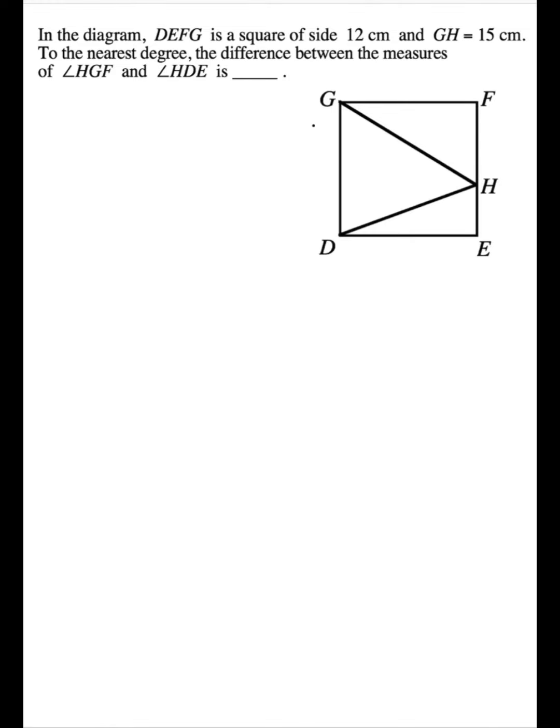In the diagram, DEFH is a square of side 12 centimeters, so each side is 12, and GH is 15 centimeters. To the nearest degree, what is the difference between the measurement of angle HGF and the angle HDE? First, we can find the length of FH: 15 squared equals 12 squared plus FH squared, so FH squared equals 81, so FH equals 9 centimeters. Because each side is 12 centimeters, this one is 3, and this is 12.